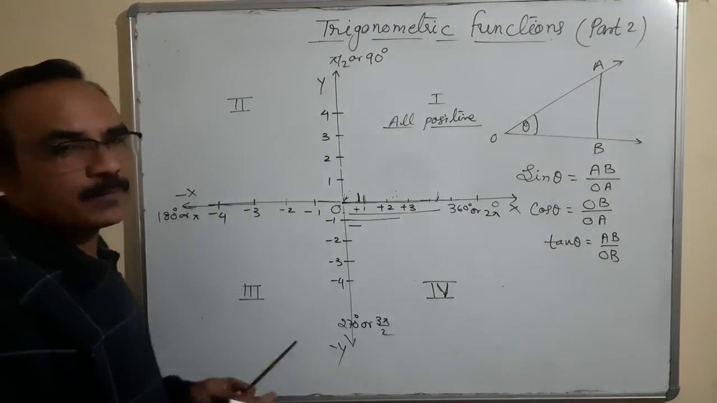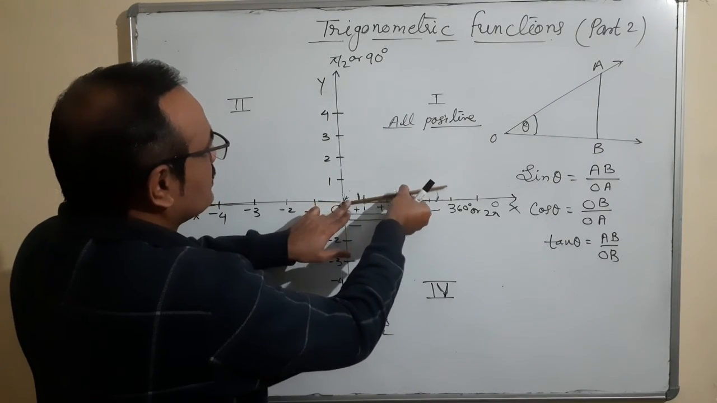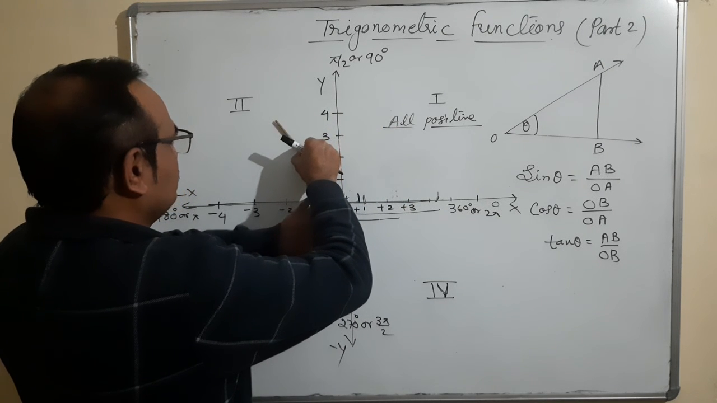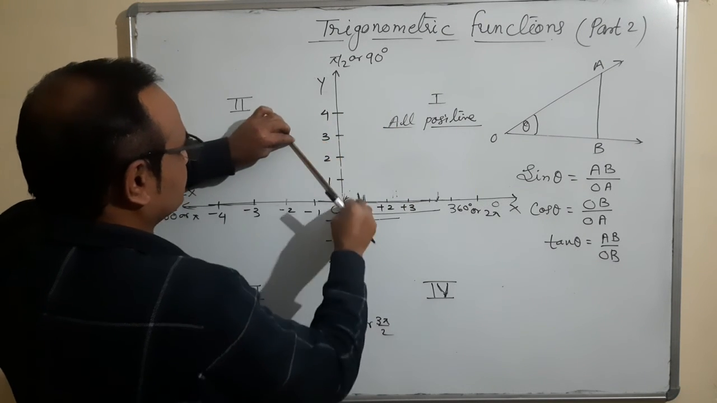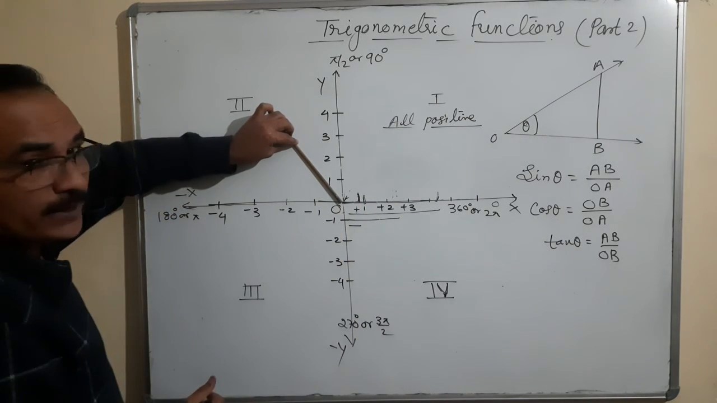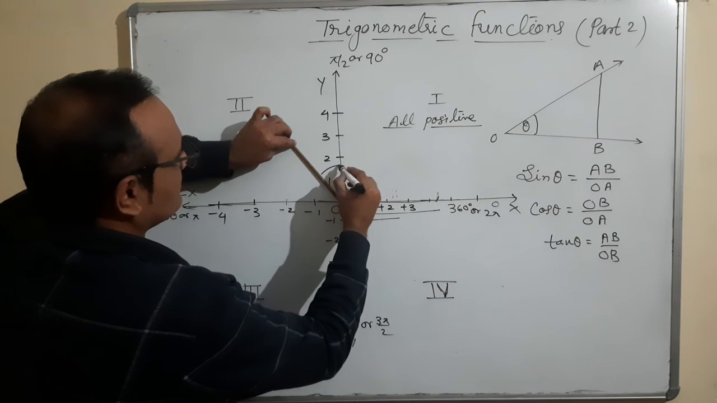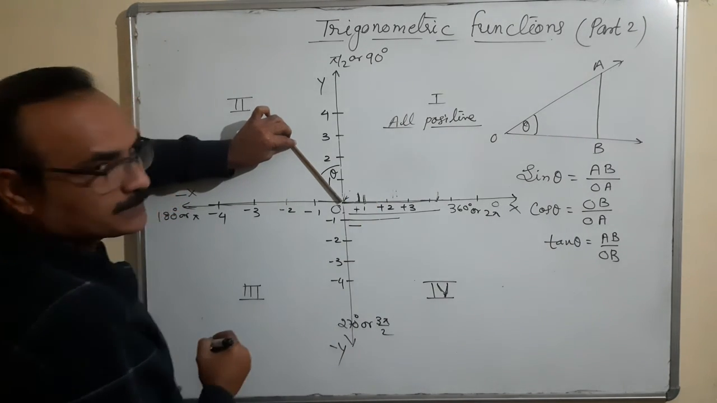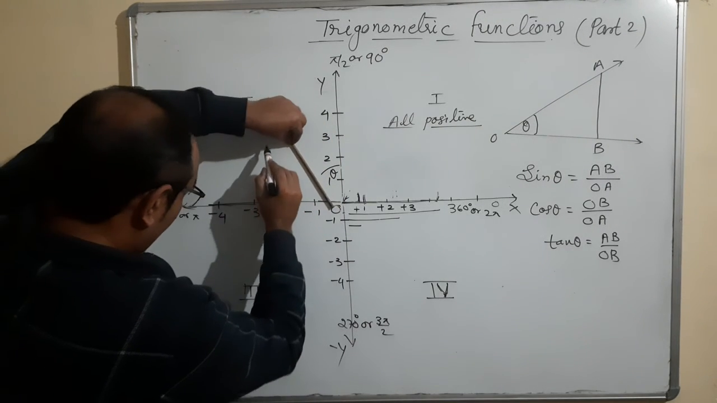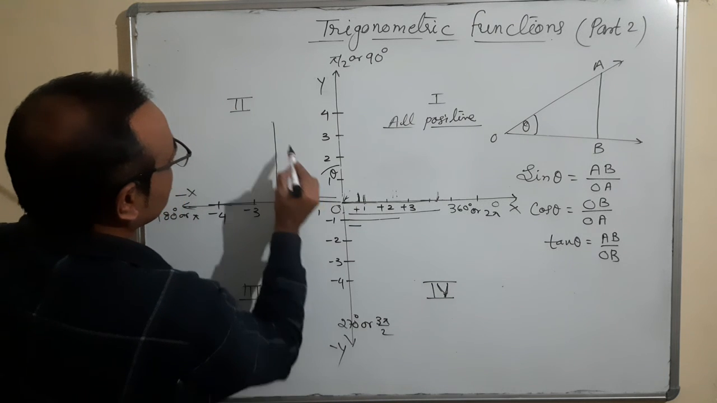Now let us see what happens when this rotating ray enters the second quadrant here. Suppose it is coming here. This is the position. Now it has entered the second quadrant. This angle, suppose this angle is theta. We can draw one perpendicular here, and that is the base.